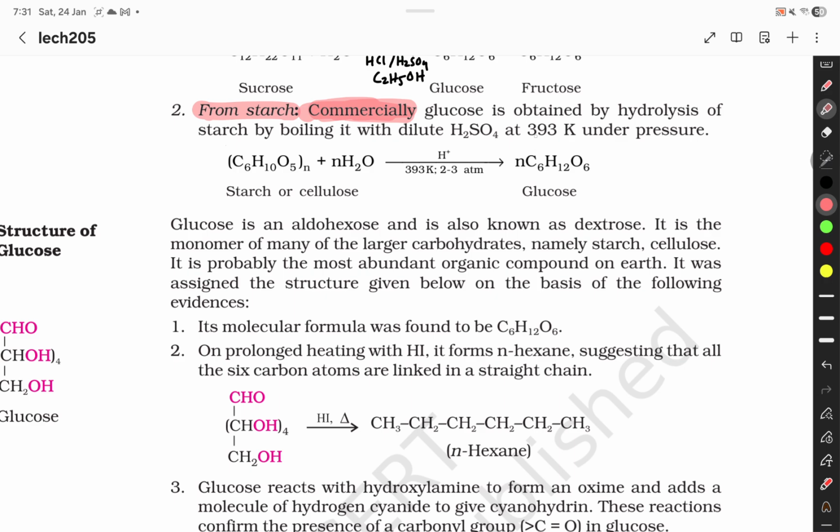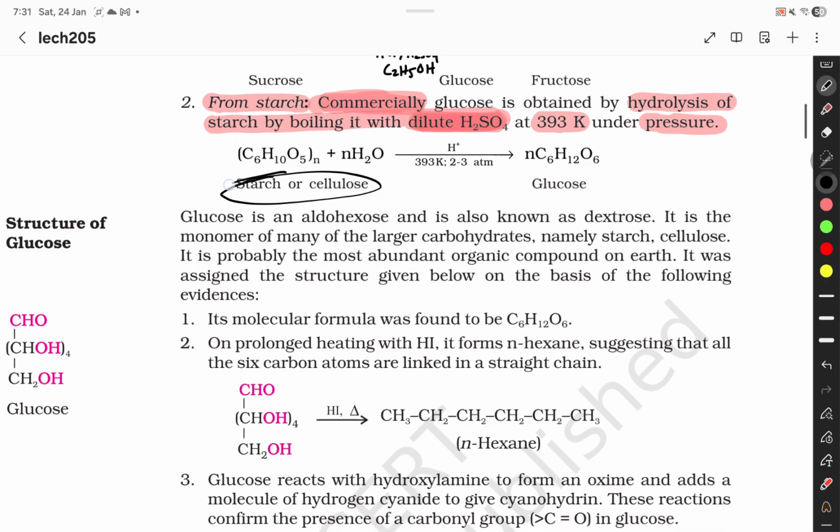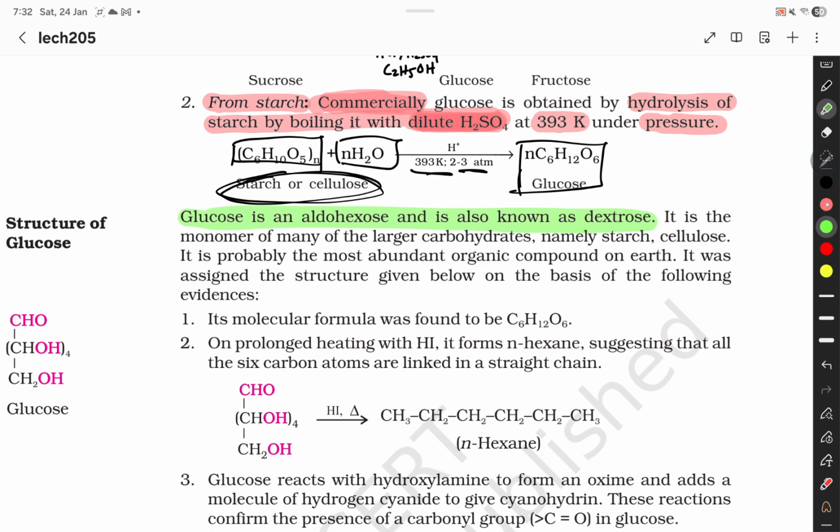The commercial preparation of glucose is by hydrolysis of starch, boiling it with dilute H2SO4 at 393 Kelvin under 2 to 3 atmospheric pressure. It can be done with starch or cellulose. So (C6H10O5)n plus nH2O in presence of H+, 393 Kelvin, 2 to 3 atm gives glucose. Glucose is also known as dextrose. It's the monomer of many large carbohydrates.